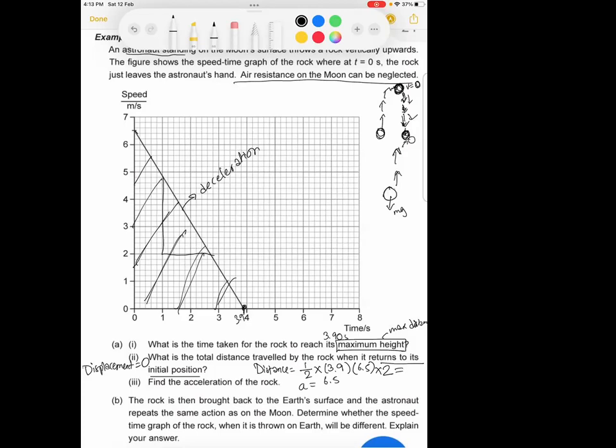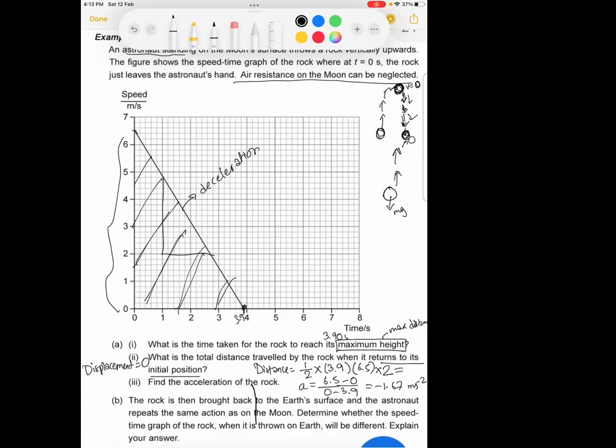So that is going to be 6.5, right? Divided by... Isn't it going to be 0 minus 6.5? Your final is 6.5. Yeah, the final minus initial, and then the time. That is going to be minus though. Okay, that's how you get minus 1.67 meter per second square.